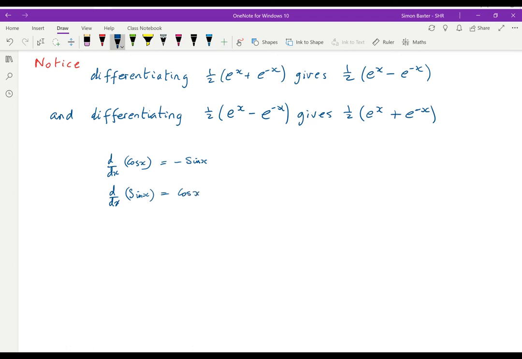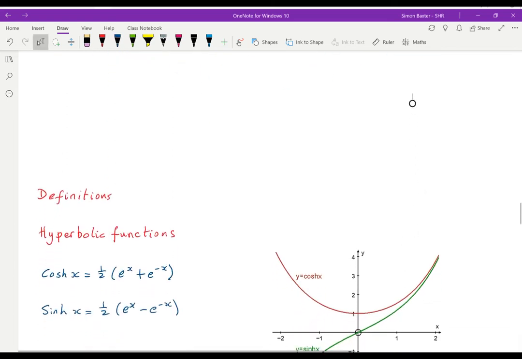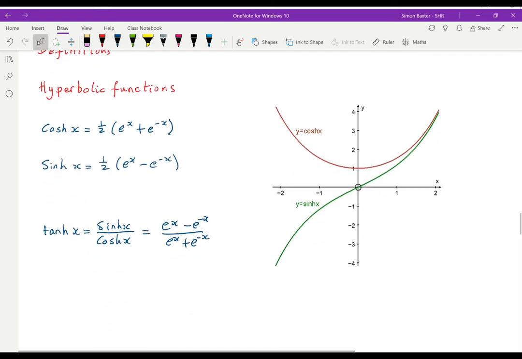So in some ways, differentiating these two functions, where they just swap round, is similar to differentiating sine and cos, where they just swap round, but there's a complication of an extra minus sign. This takes us on to the definition of what we mean by cosh x.